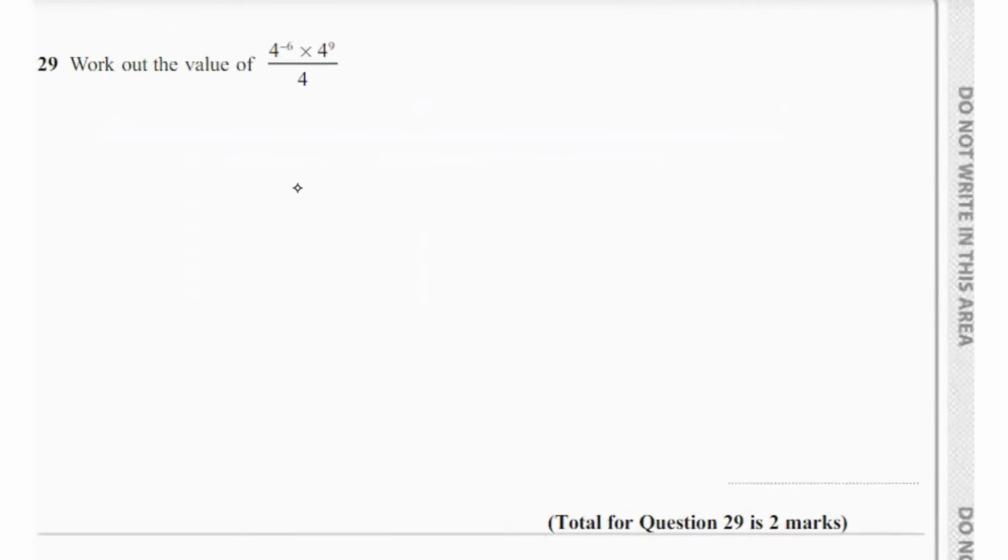Question 29 says work out the value of 4 to the power of -6 times 4 to the power of 9 divided by 4. So whenever we have similar bases being multiplied, we add the powers. And if the similar bases are being divided, we subtract the powers. So let's solve the numerator first.